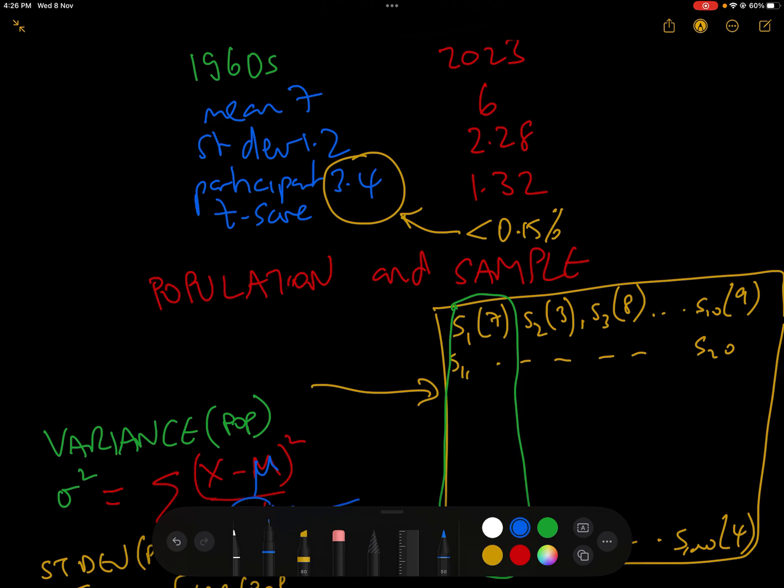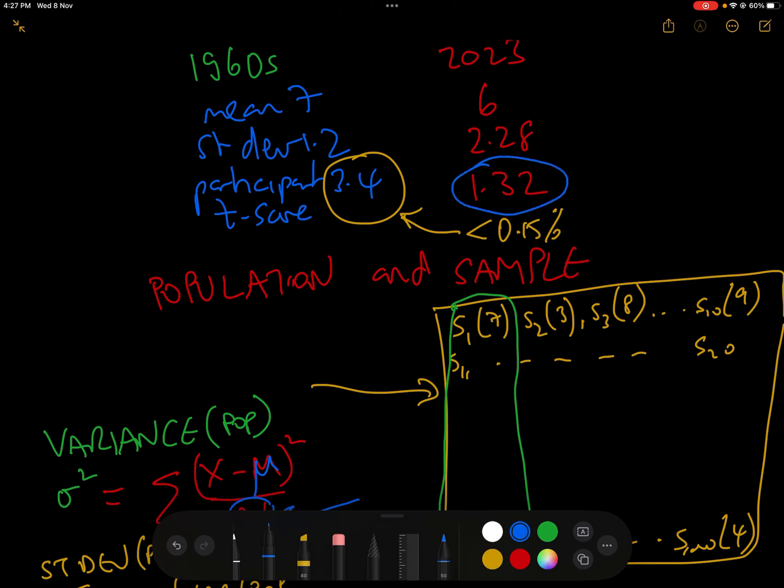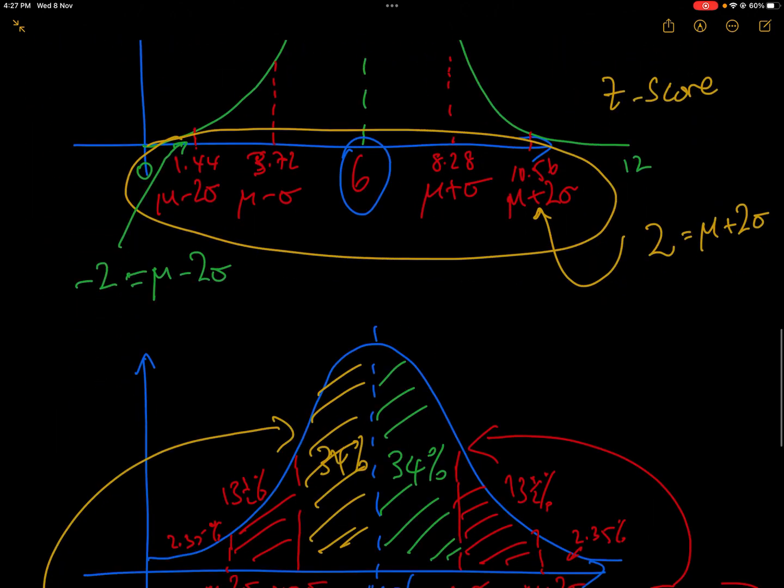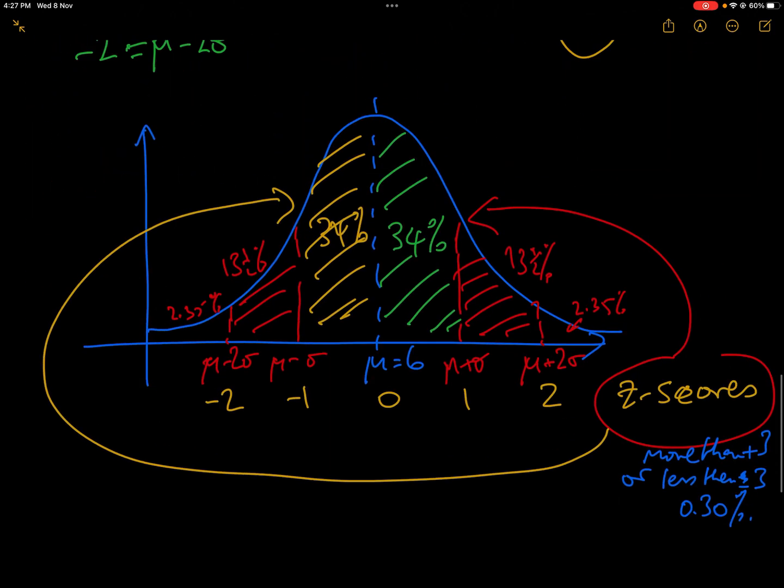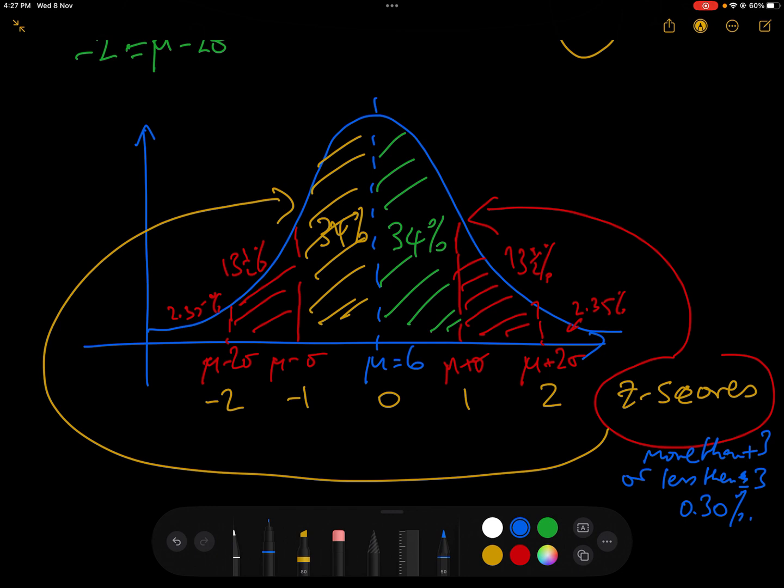In our 2023 study, the participant z-score was only 1.32, which if we go back down here, would be a fairly common score, because a z-score of 1.2 is basically about here, which means that probably he's around 50% likely to have a z-score somewhere in that region between 1.2 and minus 1.2. So it's not quite as extreme a result as the 1960s experiment. Okay, so that's the end of that video.